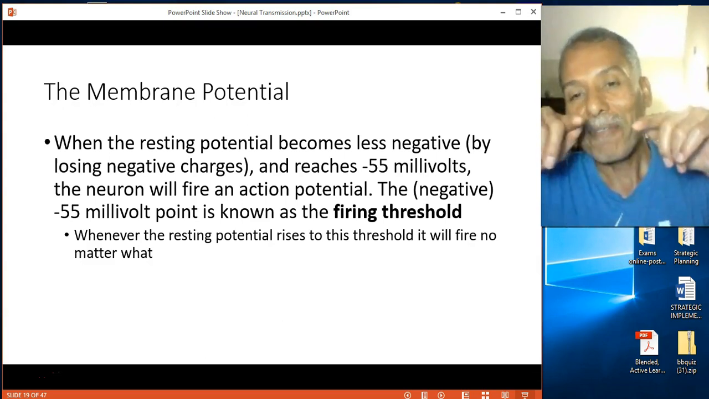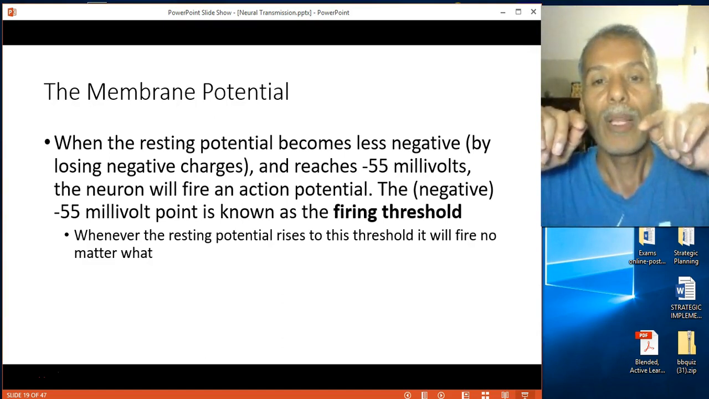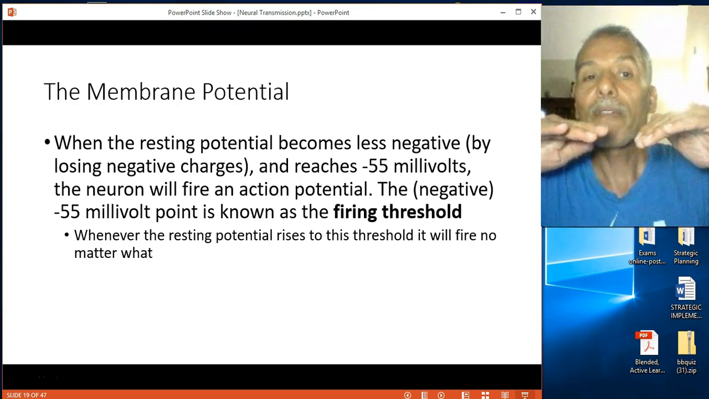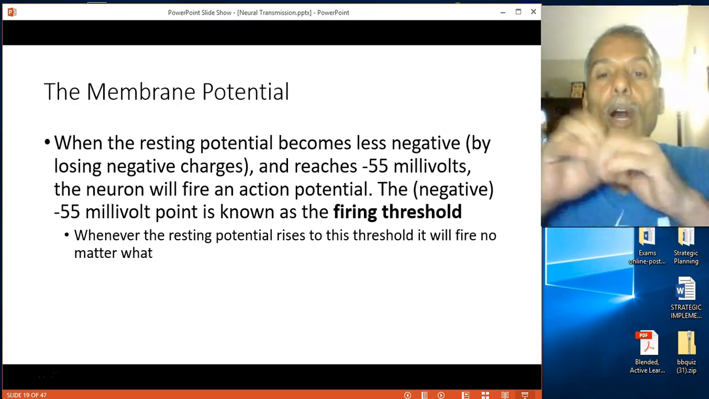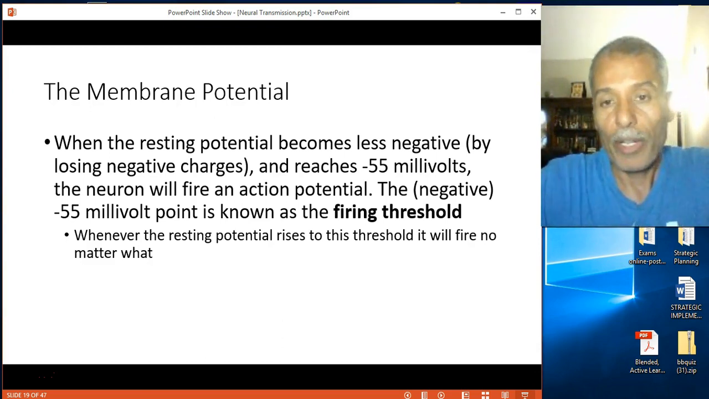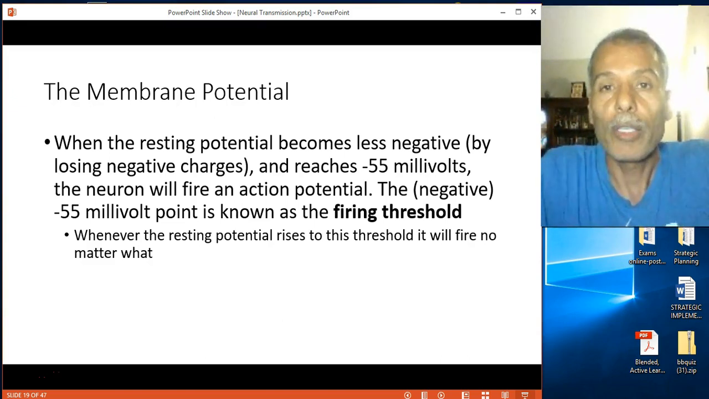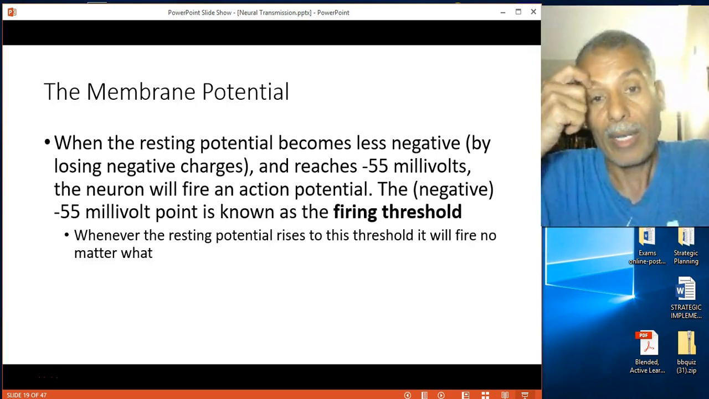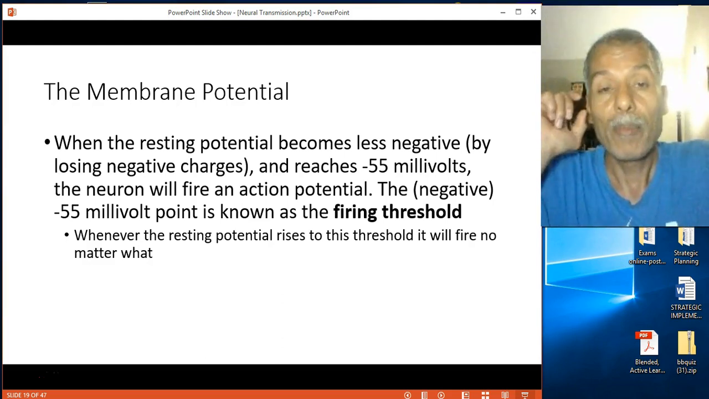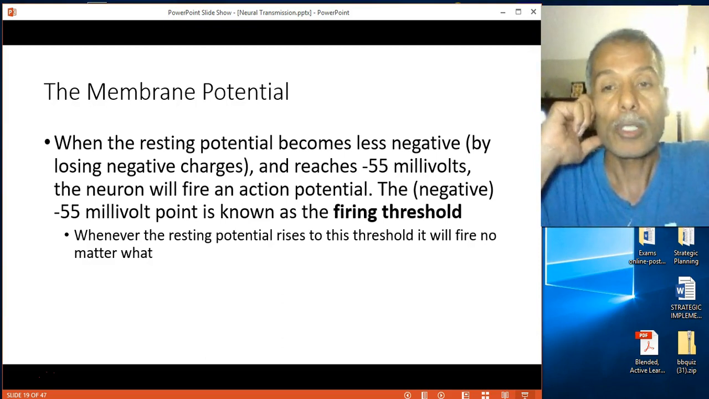If it reaches that negative 55 millivolts, that means that the cell is ready to fire an action potential. That's called the threshold. If it hits negative 55, no matter what, the cell is going to fire an action potential. So remember this number very well, because it's very important. Remember the membrane potential and the value of it: negative 60 to negative 70 in humans, negative 60 to negative 80 in mammals in general. So the neuron will fire an action potential when the membrane potential is altered and decreased to minus 55 millivolts.